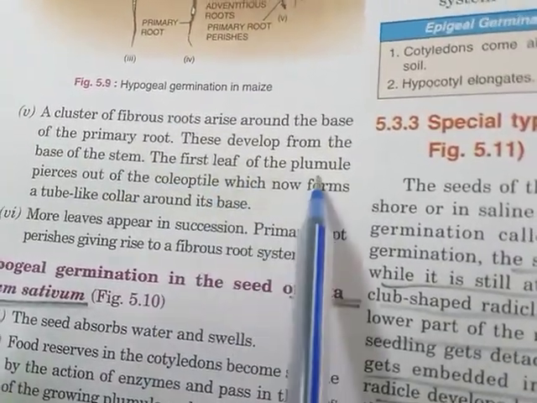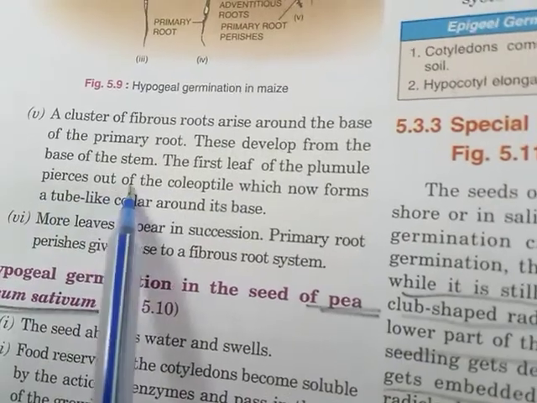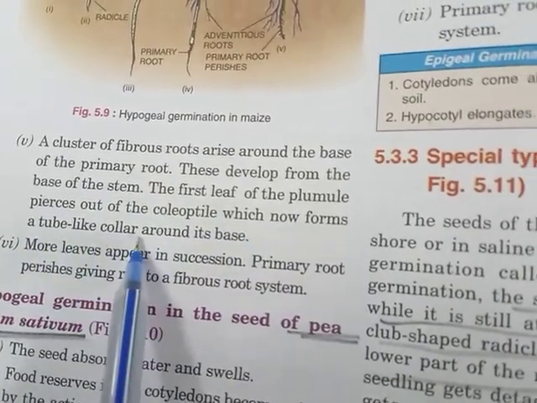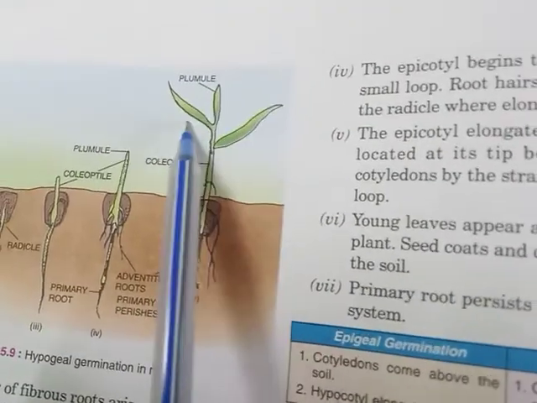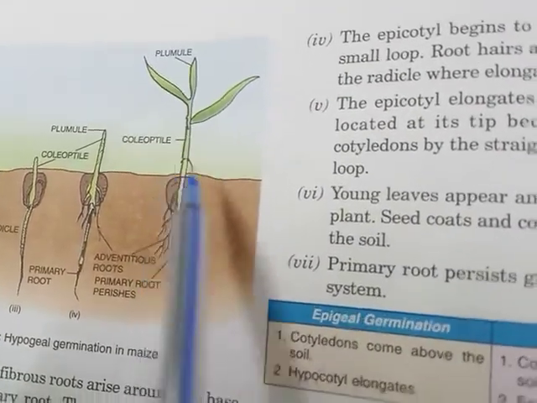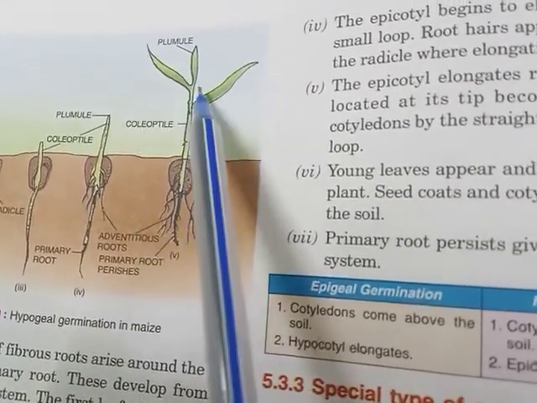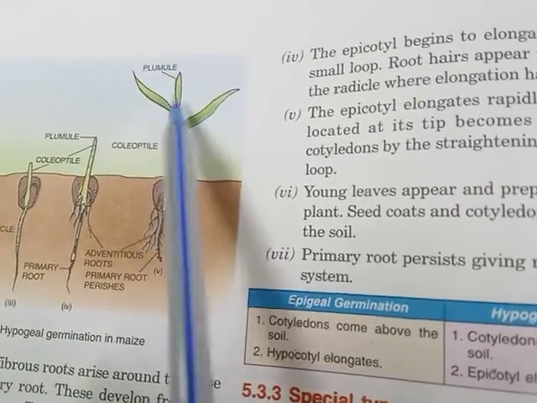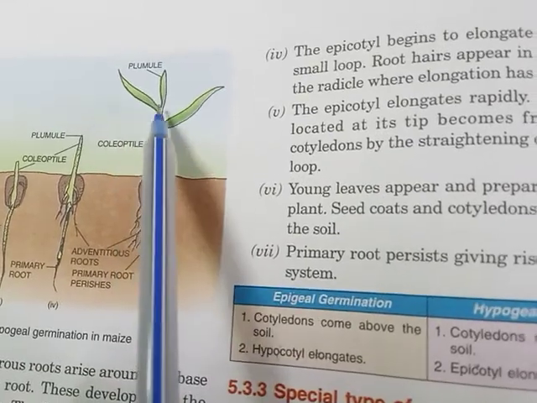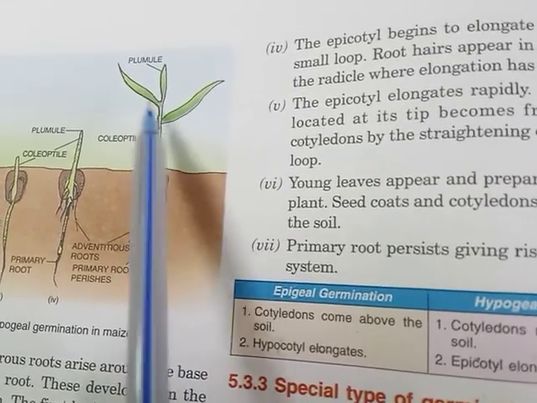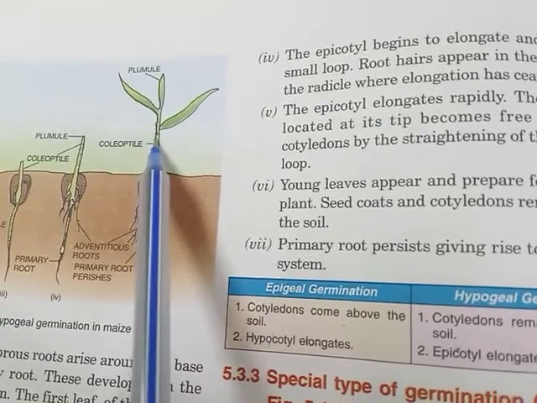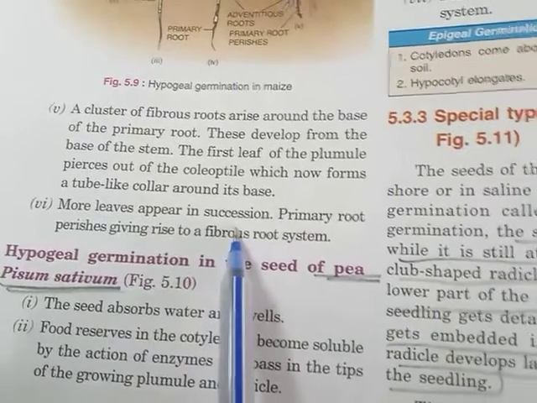The first leaf of the plumule peers out of the coleoptile, which now forms a tube-like collar around its base. See, these are the first leaves. This is the plumule, and now it arises. The first leaf of the plumule peers out of the coleoptile, which forms a collar around its base. Here you can see a collar-like structure around its base. Now more leaves appear in succession.